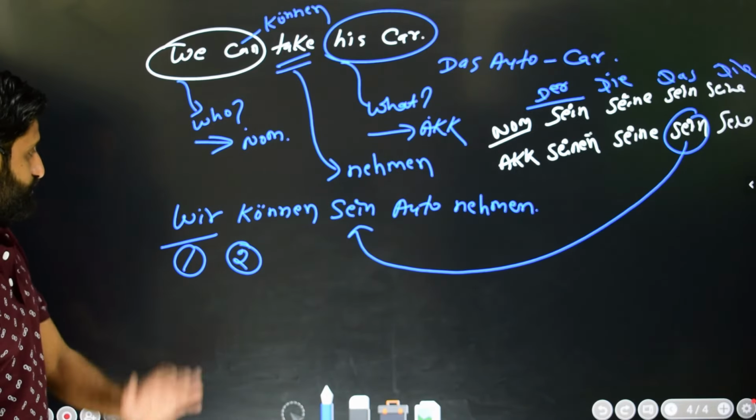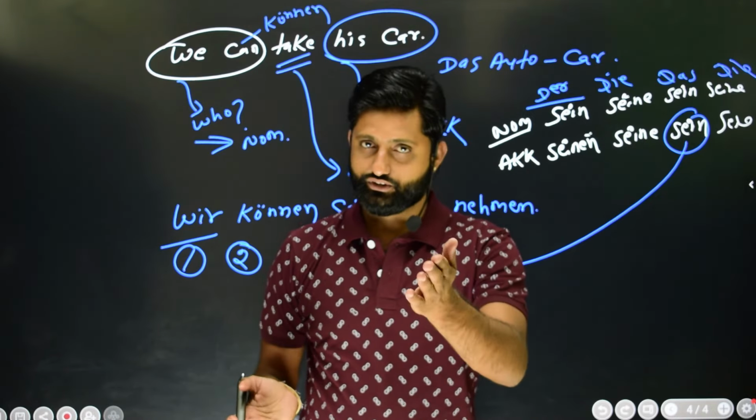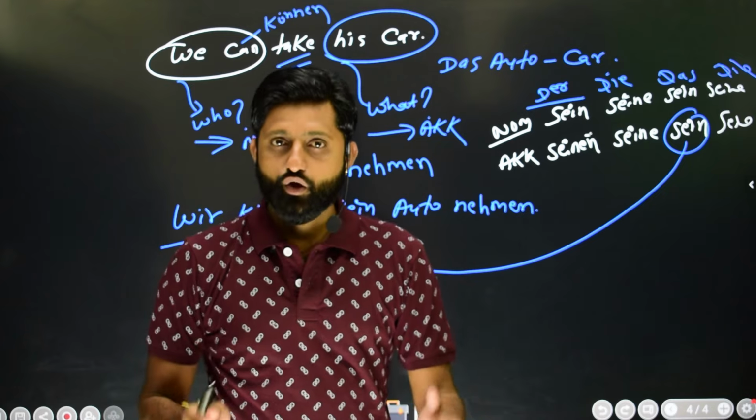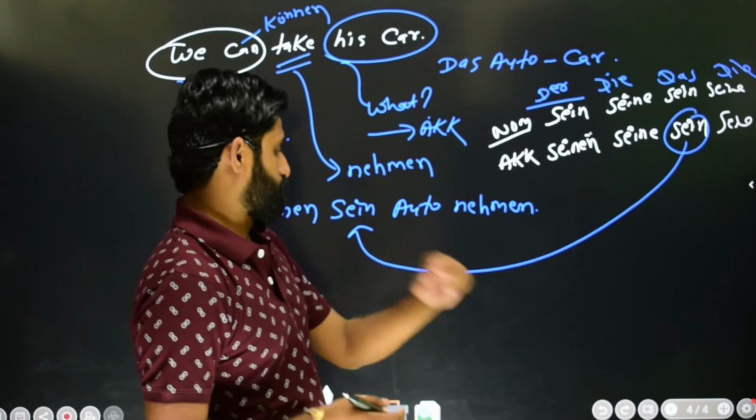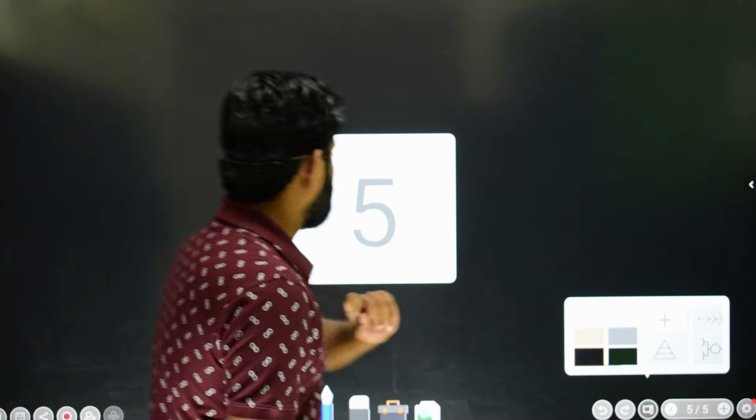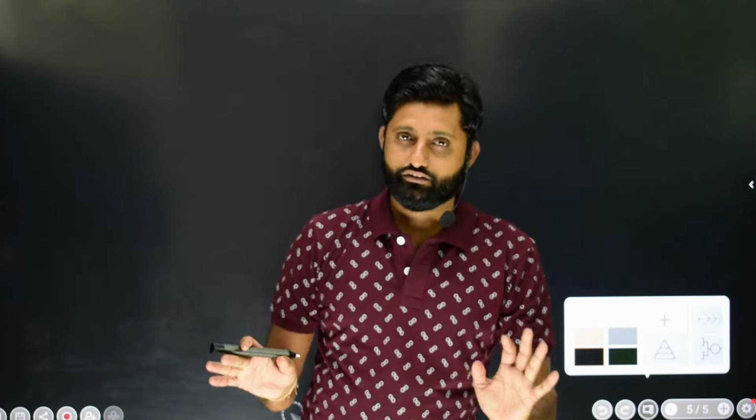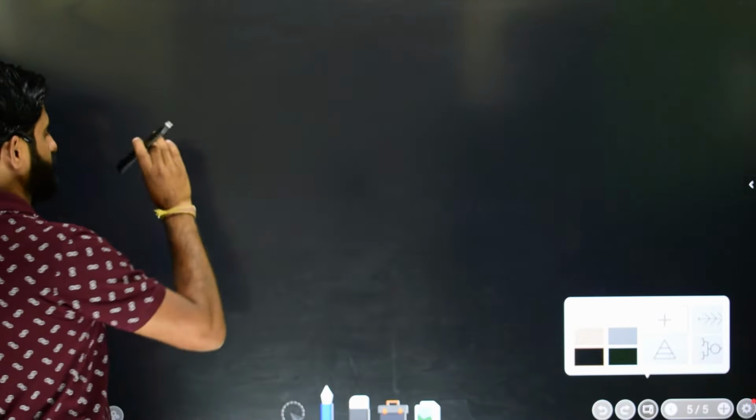So the sentence is wir können sein Auto nehmen. Was können wir nehmen? What can we take? Wir können sein Auto nehmen. We can take his car. Können wir sein Auto nehmen? Ja, wir können sein Auto nehmen. Yes, we can take his car. So the table will remain the same. Means we have taken an example of sein, also for mein. The same table will be for each and everything, only for the possessive article.